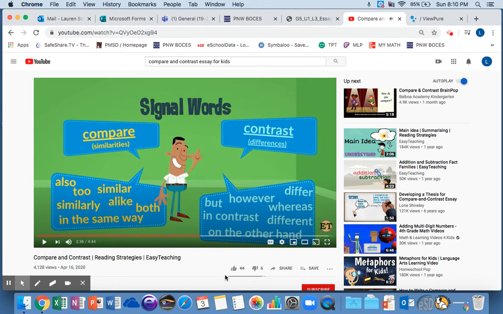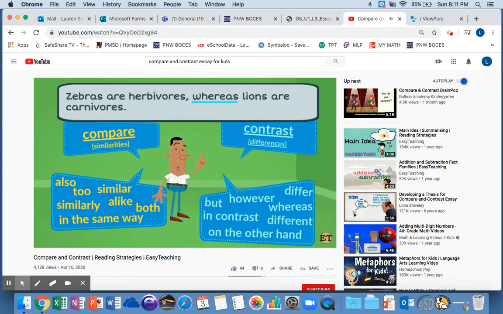Okay, so remember this because this is important. Signal words for compare and contrast. So compare means you're finding similarities, things that are similar. So you have also, to, similarly, both. When you contrast, you're finding differences. So differ, different, in contrast. However, on the other hand, okay, these are all great signal words. And I'll have this back up for you for when you write your essay, but it's something that you should really think about. For example, zebras are herbivores, whereas lions are carnivores.